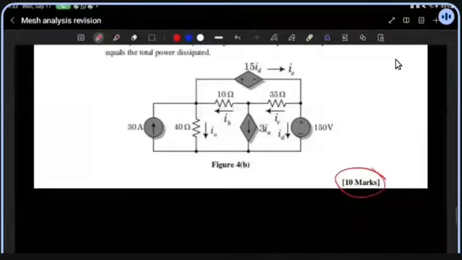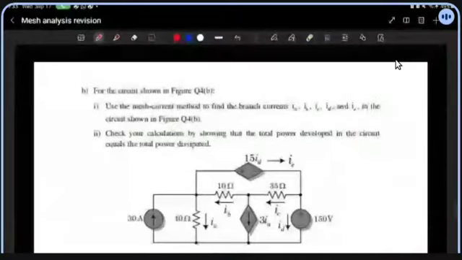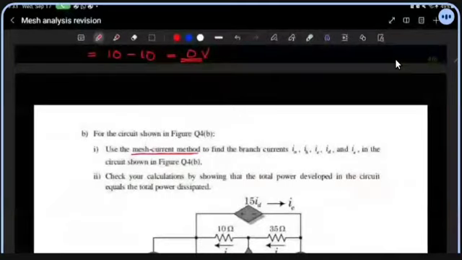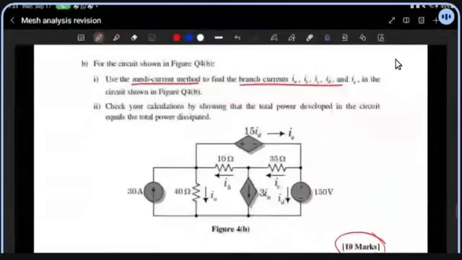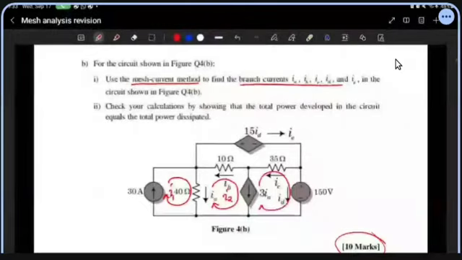Well, first, we need to define the mesh currents. Observe, you are supposed to use the mesh current method to find the branch currents. A, B, C, D, E are branch currents. So we're supposed to define the mesh currents first. Here, I'll set this to be my I1. Here, I'll define mesh current I2. Here, I'll define mesh current I3. And finally here, I'll define mesh current I4.